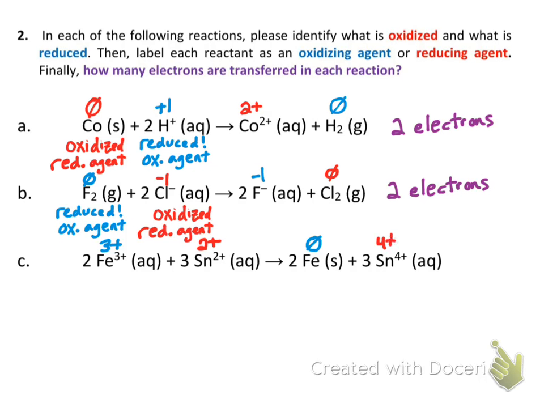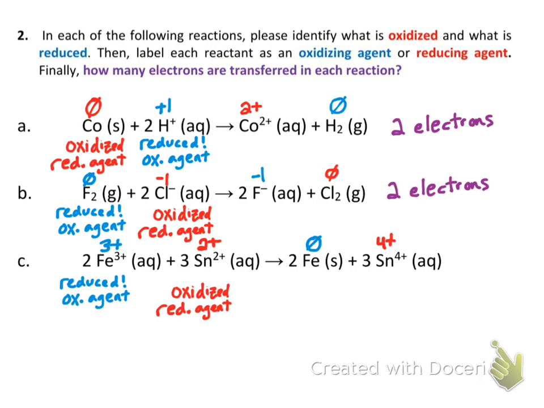So what's being reduced and what's being oxidized? Well, we can see going from 3 plus to 0, that number is quite literally getting reduced. So this is what's gaining electrons. And then meanwhile, what's being oxidized? Well, our tin, because it's going from 2 plus to 4 plus.